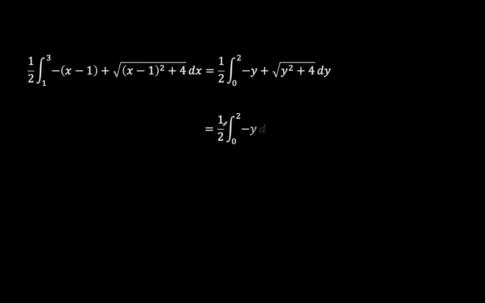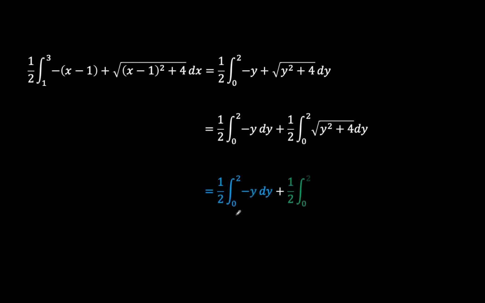So we have the integral of a half times negative y, plus a half times the integral from y equals 0 to 2 of the square root of y squared plus 4. This first integral is easy. First of all, we can just differentiate these two integrals using the color coding. So we have the first one as blue and then the second one as green.